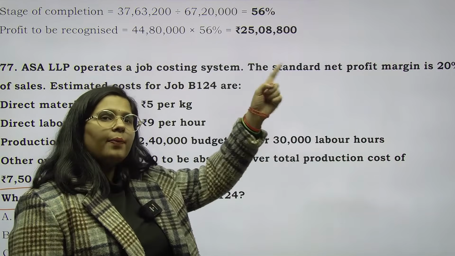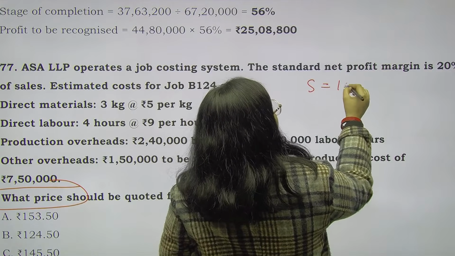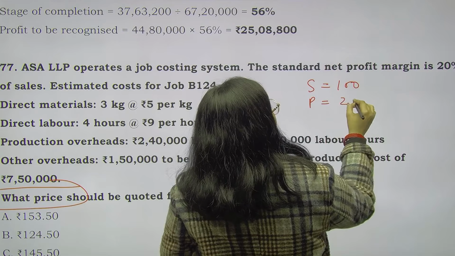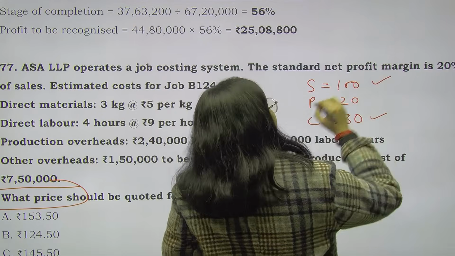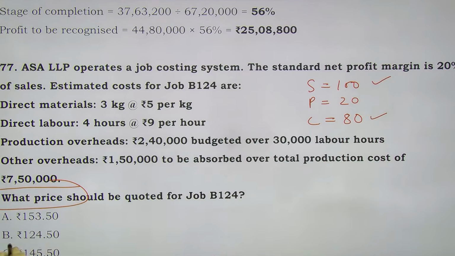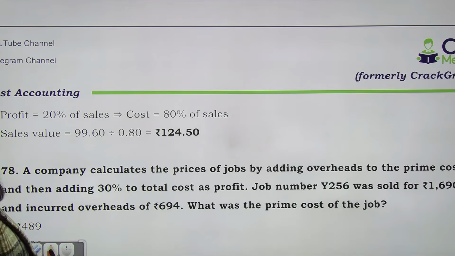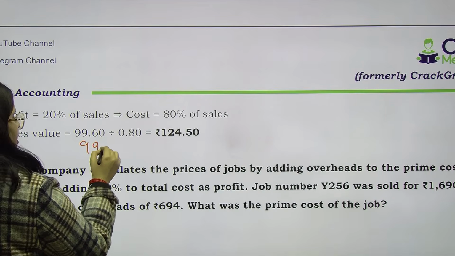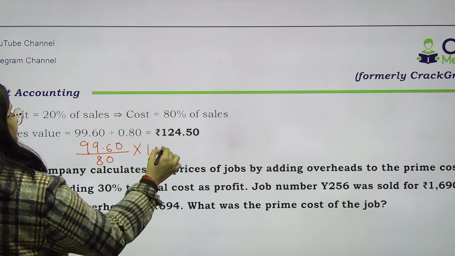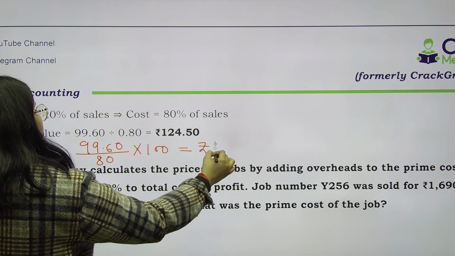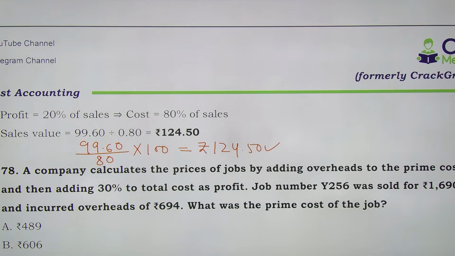See, they have said net profit is 20% of sales. That means if the sales is 100, then profit is 20 and cost is 80. So I know this and I have to find this. ठीक है? I know the cost and I have to find the sales price. Can I do that? Yes, very easily. So this is my cost. If this is 80, then what is going to be 100? This is 124 rupees, which is your sales value. ठीक है? ये आपकी sales value है.